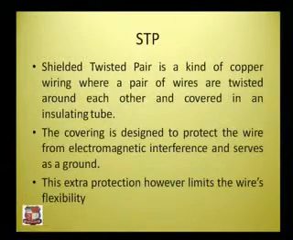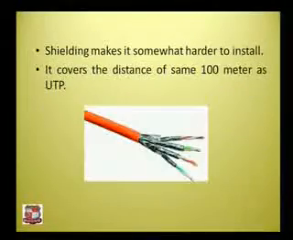There comes STP, shielded twisted pair. It is again a kind of twisted pair only. It is a kind of copper wiring, a cable where a pair of wires are twisted around each other and covered in an insulating tube. So it looks somewhat like this. And if you see that green or shining metal, that is actually the shielding.